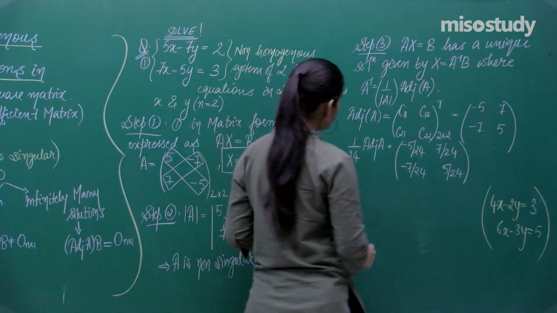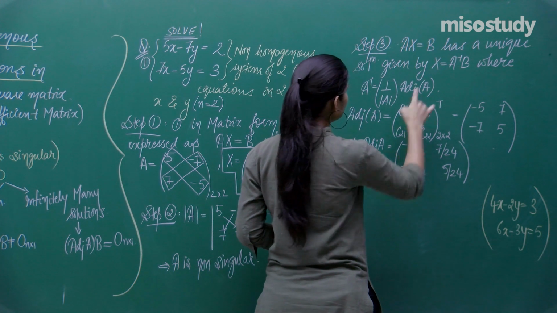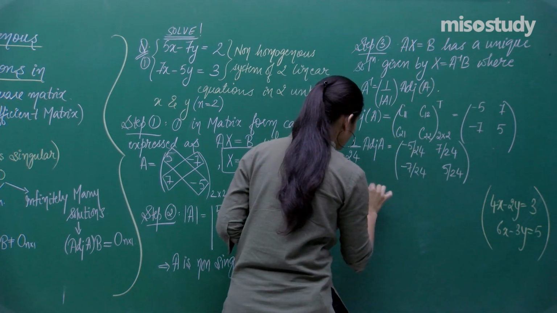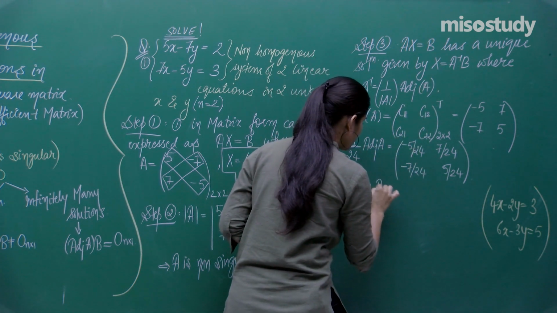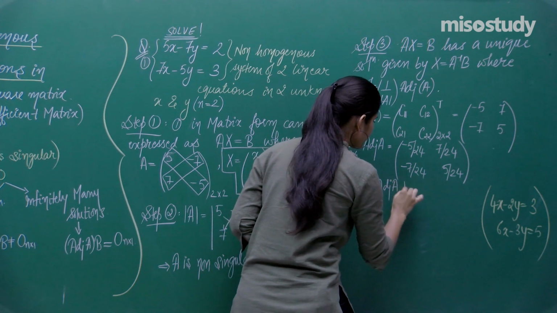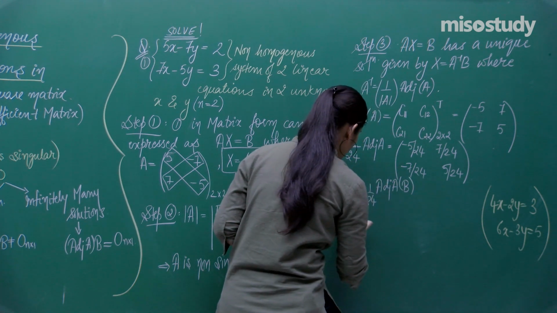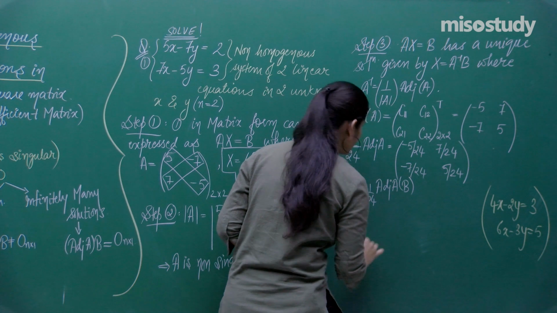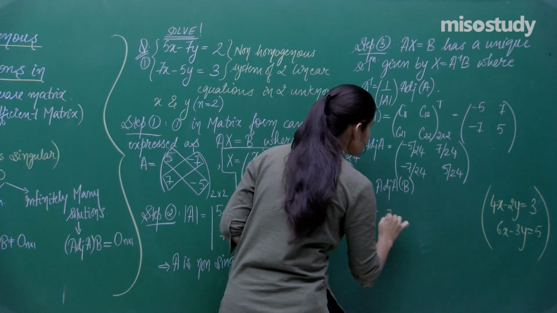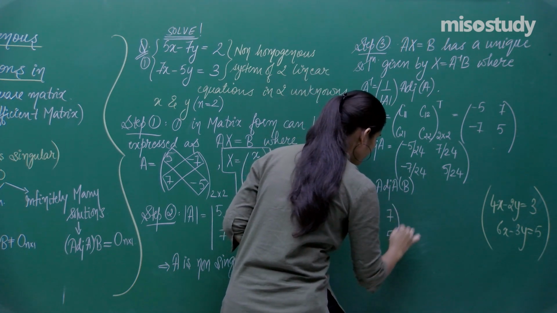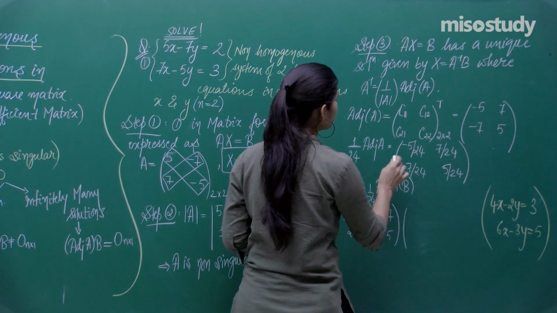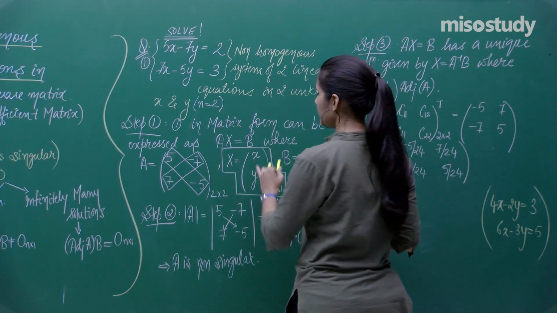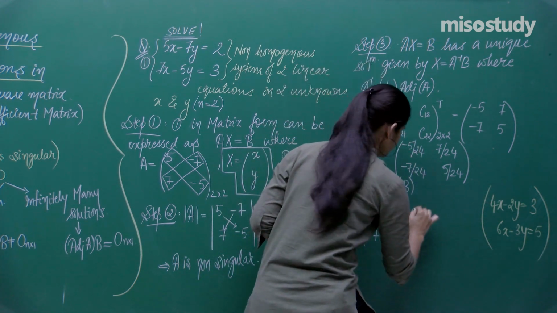Now you need to consider what? You know that capital X is given by 1 by 24 adjoint of A into B. So this is equal to 1 by 24, adjoint of A is minus 5, 7, minus 7, 5, and B is what? What is my matrix B? B is equal to 2, 3.